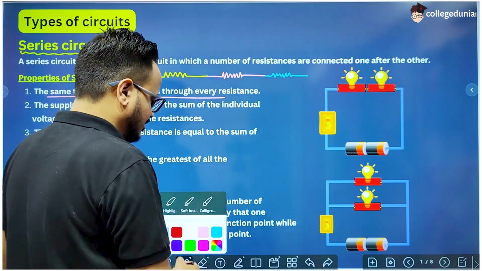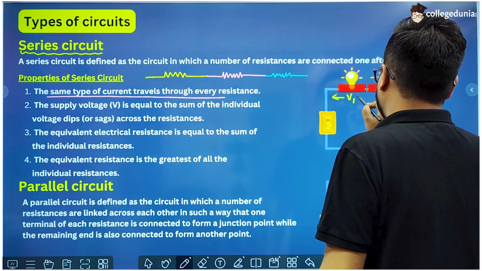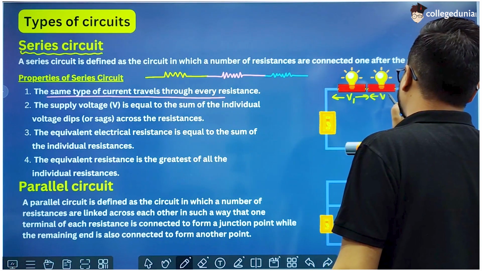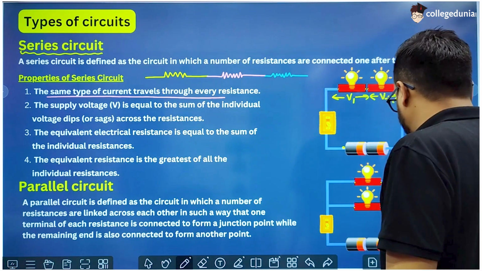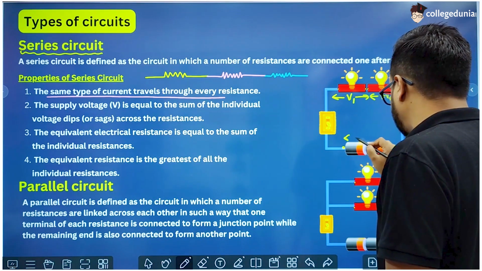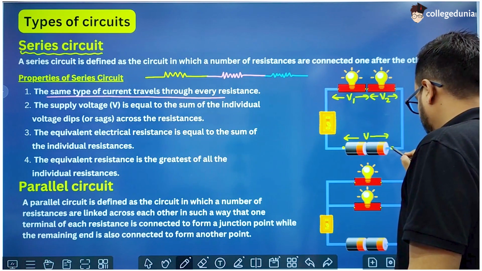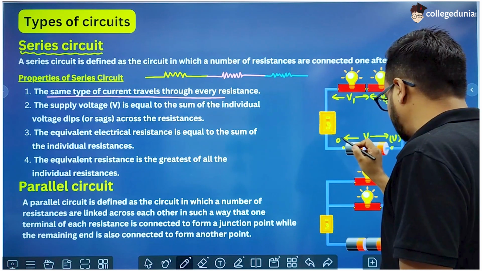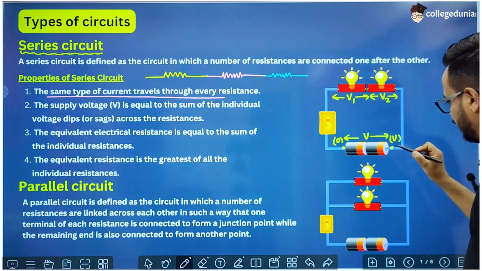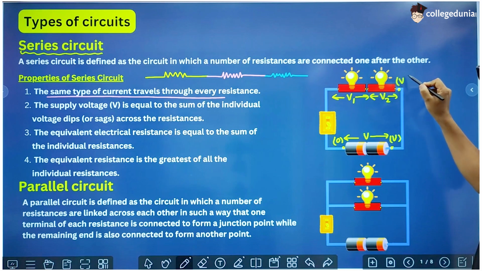What about the potential difference? Let us say the potential difference across this component is V1 and the potential difference across this component is V2. Since this battery provides some potential, let us say this battery provides a potential V, and let us say the higher end is at V potential and the lower end is at zero potential. And since there is no component from this point to this point, so if this point is at V potential, this point has to be at V potential.